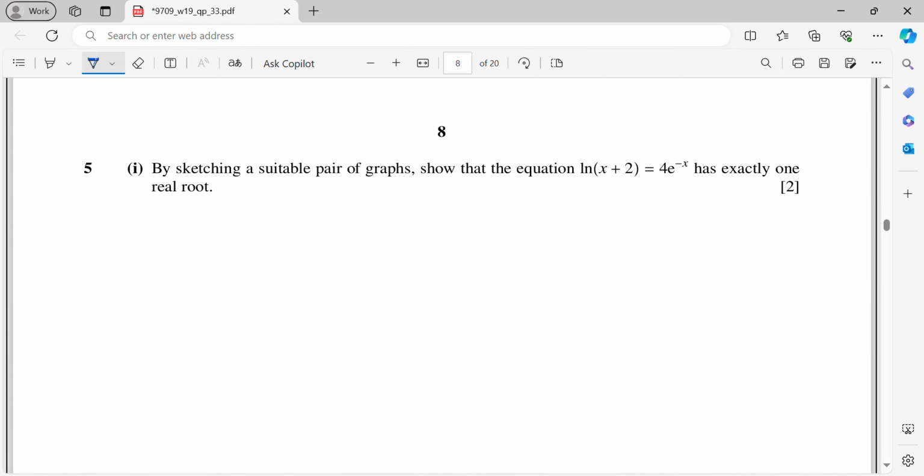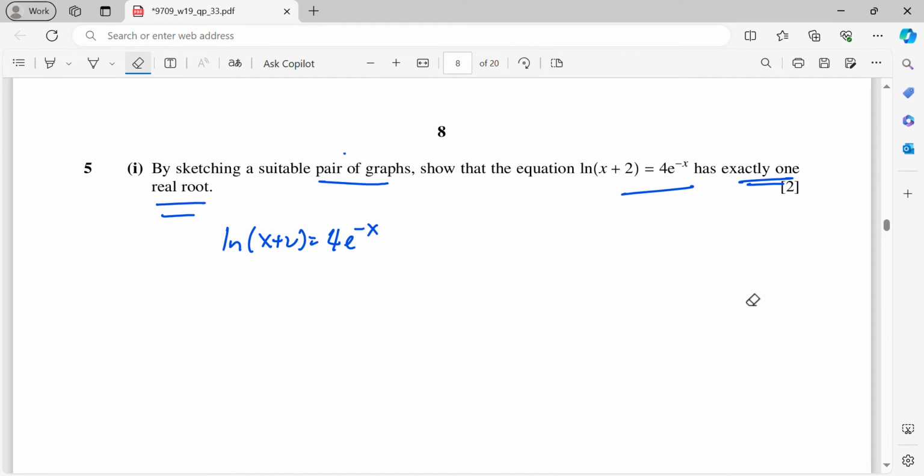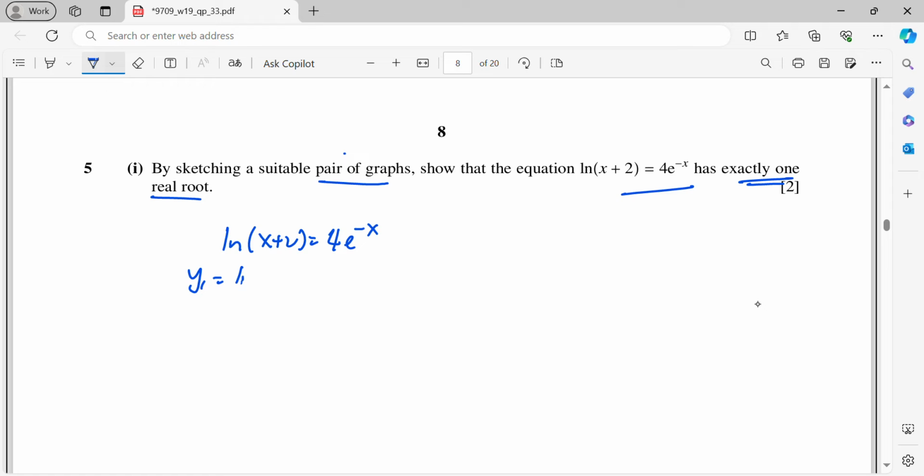For question number 5, first part, by sketching a suitable pair of graphs, show that the equation ln of x plus 2 equals 4 exponential minus x has exactly one real root. So exactly one real root means that both graphs have exactly one intersection point. That's why you need to sketch both graphs. So ln of x plus 2 equals 4e to the minus x. So I will let y1 be ln of x plus 2. My y2 is 4e to the minus x.